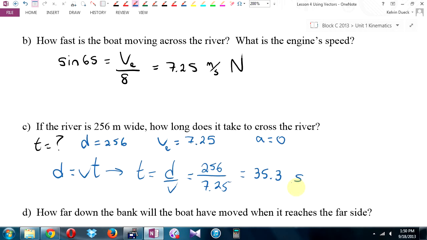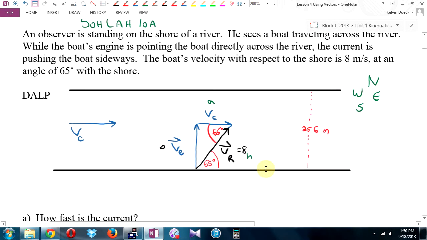Ashley, what does D want me to find? How far? Distance, right? Keep reading. How far down the lane for the boat from the point it reaches the far side. Let's put that in my diagram. Where am I going to put that? I think what we're talking about here, Ashley, is this distance. In fact, you know what? If I really wanted to, I could call this vertical distance in my diagram, and I could call this horizontal distance in my diagram.